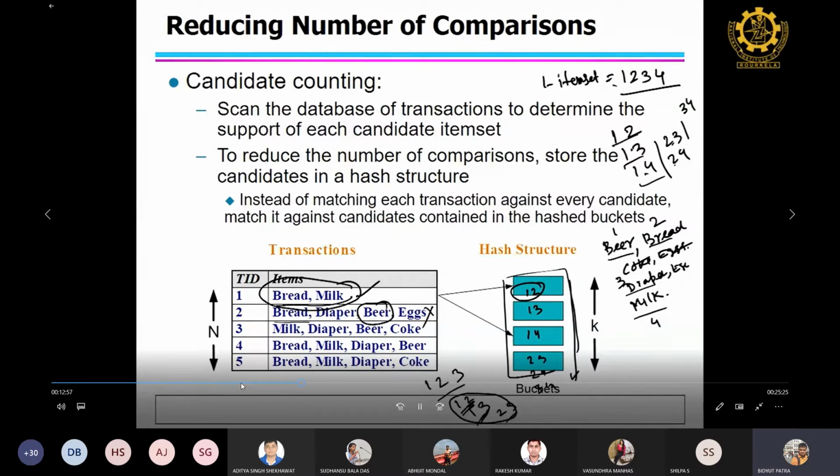To further speed up, what we can do, instead of putting the generated candidate item sets in an unstructured way, is put them in a hash tree, and then we can speed up the entire search process. So that I will discuss next.